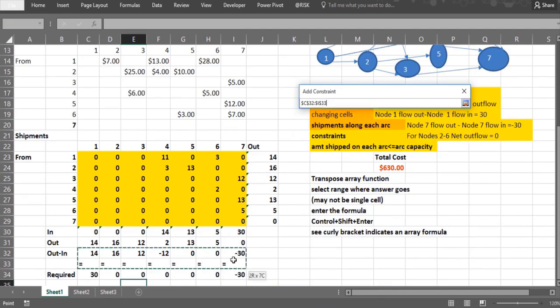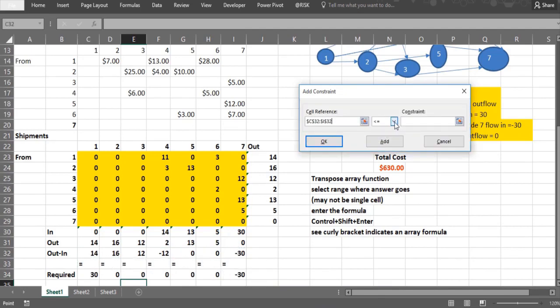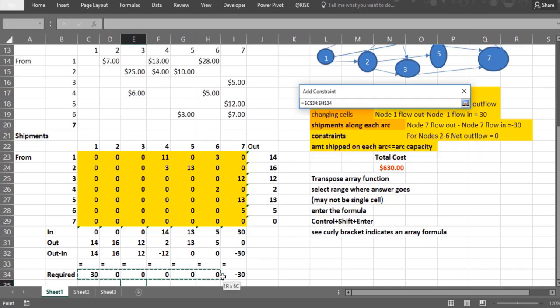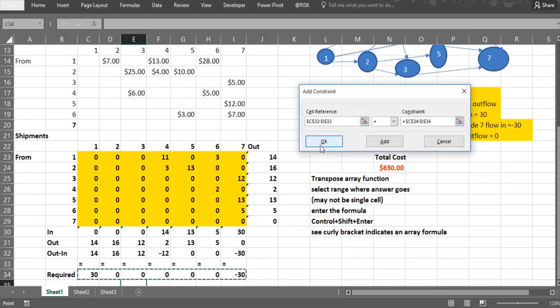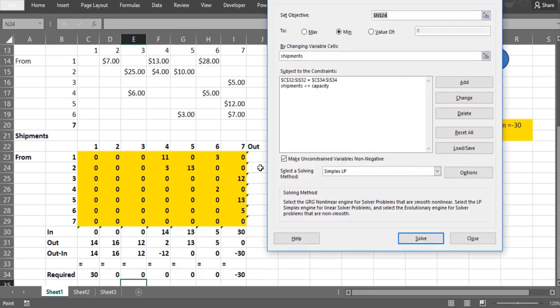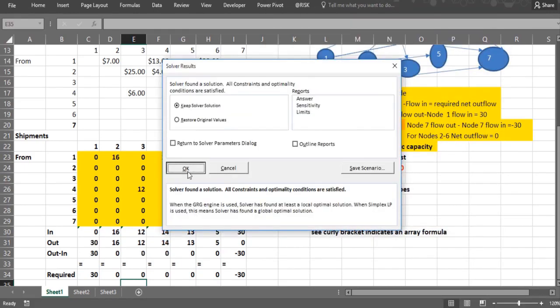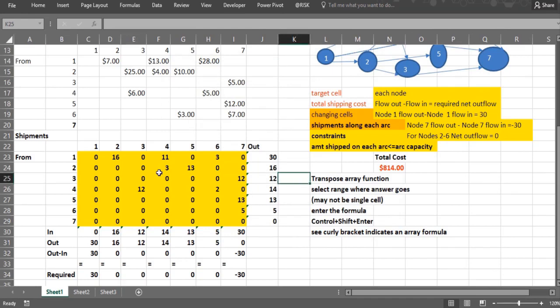Flow out minus flow in would equal what we need on flow out minus flow in. Okay, non-negative is checked. It's a linear model. We're minimizing the total shipping cost. And we get $814, and that's the right answer.